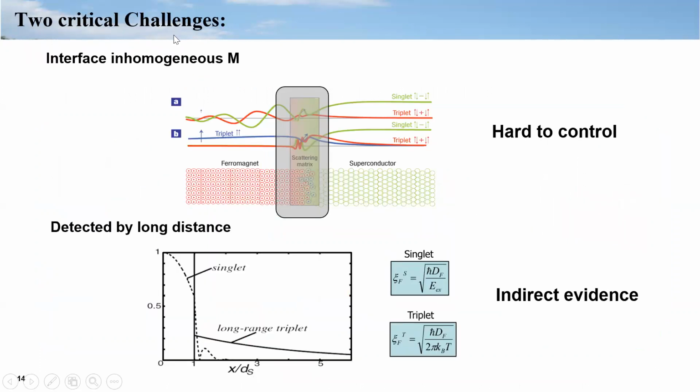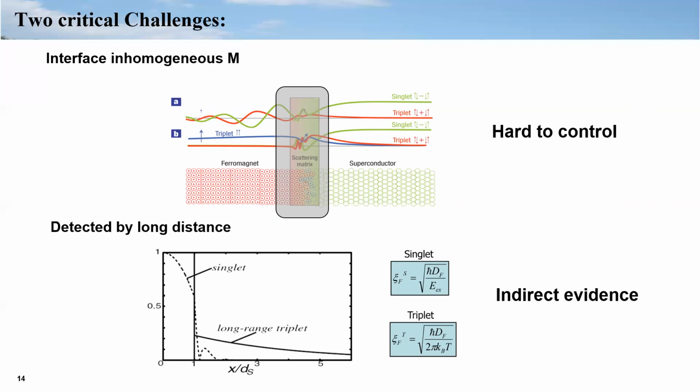So there are two critical challenges in my personal view. The first one is related to the interface inhomogeneous magnetization, because this is grown by thin film growth techniques. If the interface is too good, too sharp, the interface mixing is small, which is not good for spin triplet supercurrent generation. If the interface is too rough, it is also not good. But this interface is very hard to control. You need to be lucky enough to have a good interface for spin triplet supercurrent generation.